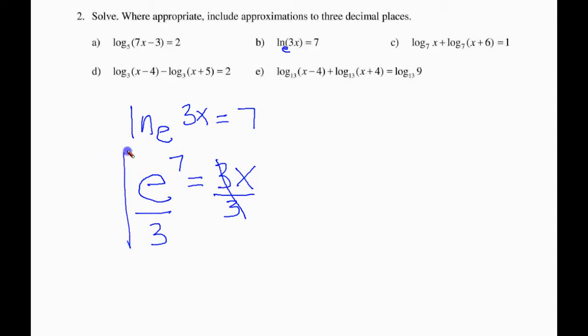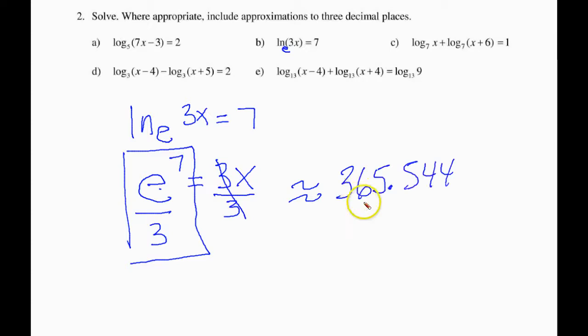This would be our exact answer. And then if we put e in our calculator and raise it to the 7th power, and then divide it by 3, we get an approximate answer of 365.544. It's almost the number of days in a year. Isn't that interesting?